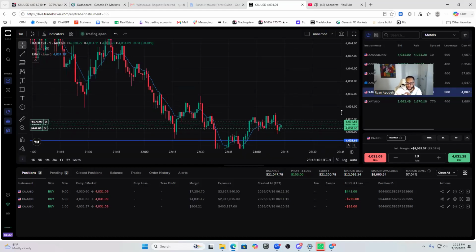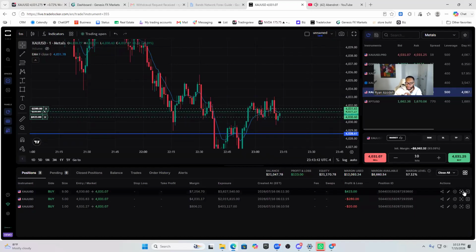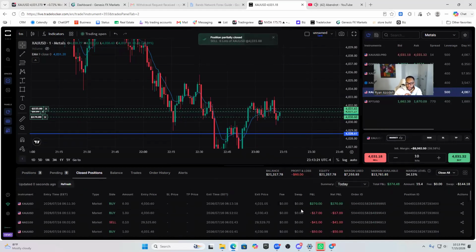So you see how I'm in profit on gold? I could come right here to my bag. I could partially close 6 lots, for example. Boom, close that. Boom. So on my 300 lots, I made 270 on the lots right there. I'm still holding on to some runners right here.